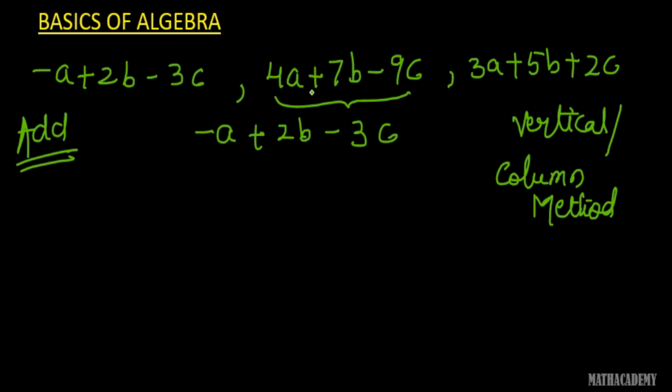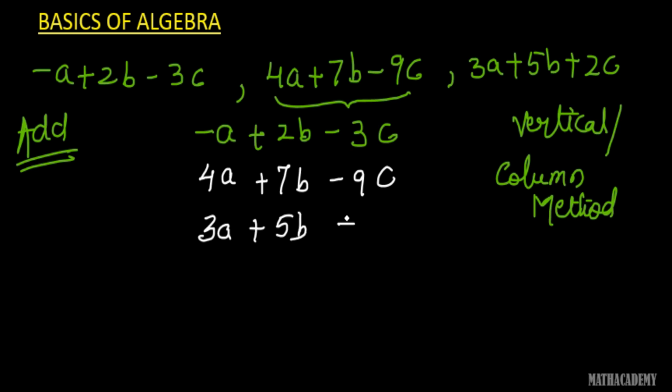Let us see each term of this expression. 4a is like a of the previous expression. So we'll write 4a below a, 7b below 2b, and negative 9c below minus 3c. Remember, like terms below like terms. Then 3a plus 5b plus 2c. So 3a comes below the like terms, then 5b and plus 2c.